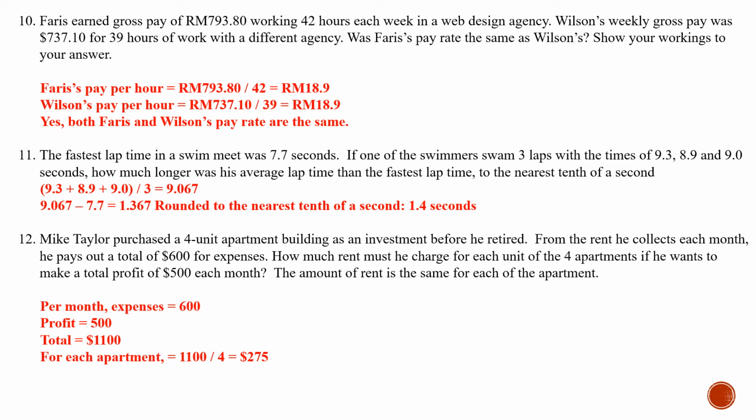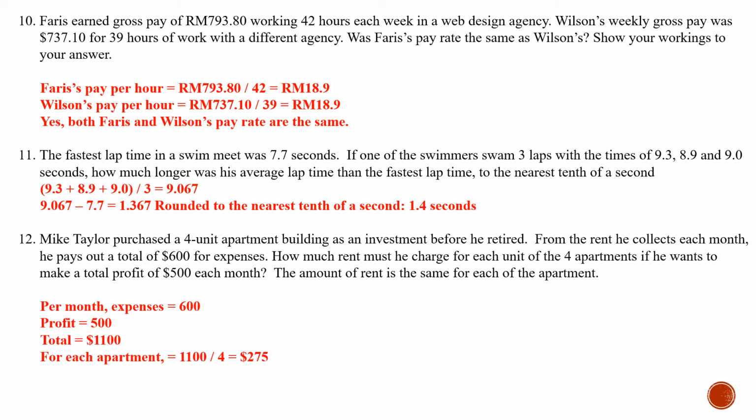Alright. Number 10. Faris earned gross pay of 793.8, working 42 hours each week in a web agency. Whereas Wilson earns that much for 39. Was their pay rate the same? If they ask you whether pay rate the same, you just divide and you find. Yes, both of them are the same.